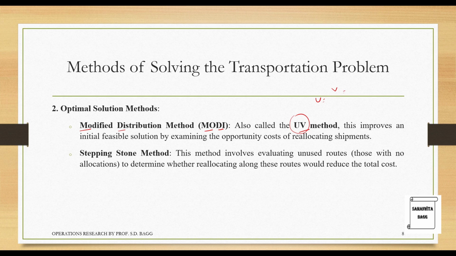This improves an initial feasible solution by examining the opportunity costs of reallocating shipments. So what we do is we obtain a particular solution by the first method, and then we try to shift the cells such that we get better values. The second method is called the stepping stone method. This method involves evaluating unused routes, those with no allocations, to determine whether reallocating along these routes would reduce the total cost. So if there is a particular route which we have not followed, we will follow that route and see how we obtain the solution using this method.